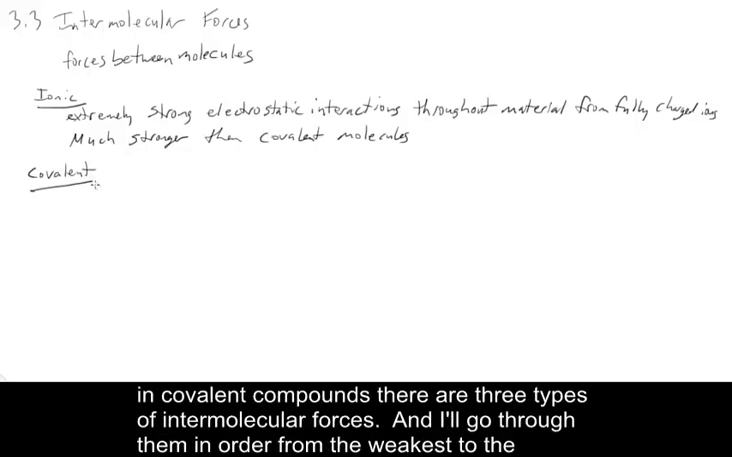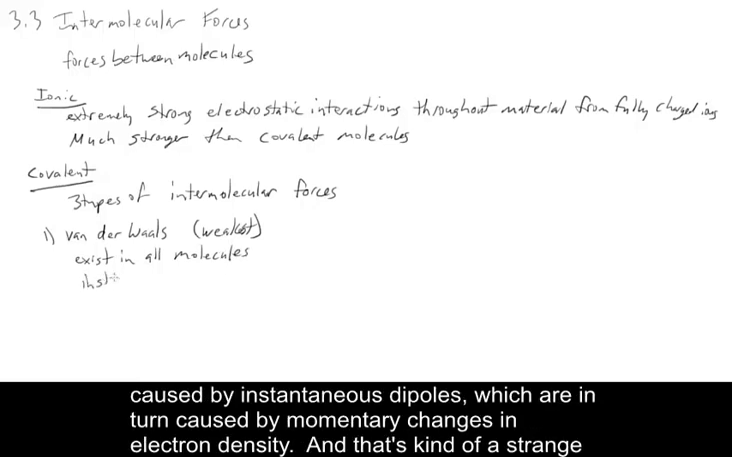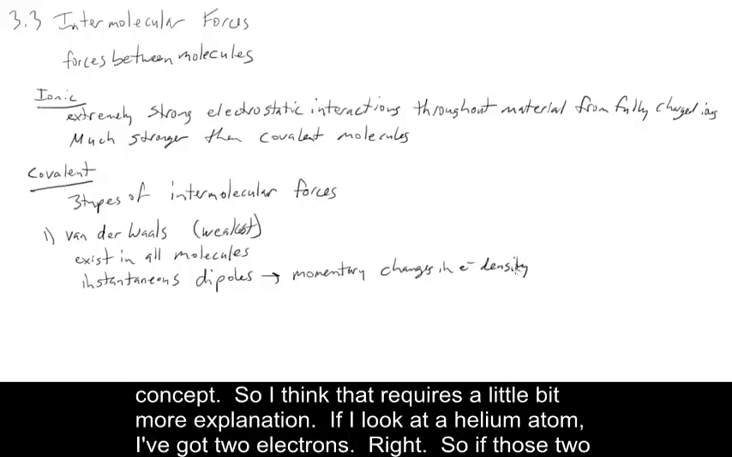And in covalent compounds, there are 3 types of intermolecular forces. And I'll go through them in order from the weakest to the strongest. The first are van der Waals forces. And these are the weakest of all the forces. They exist in all molecules. They're caused by instantaneous dipoles, which are in turn caused by momentary changes in electron density. And that's kind of a strange concept, so I think that it requires a little bit more explanation.